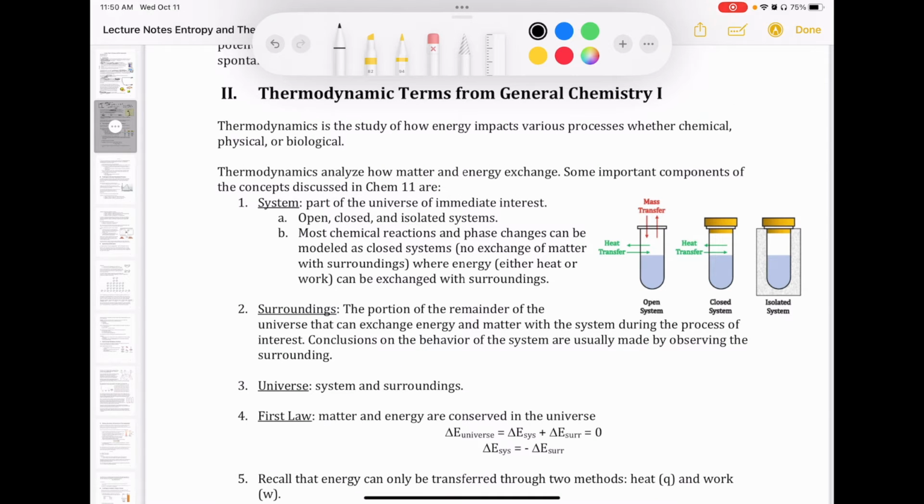Before we can find what that quantity is, we need to look back a little bit to Gen Chem 1 or Chem 11 to remember some of the terms that we learned from thermochemistry, because thermochemistry is a branch of thermodynamics.